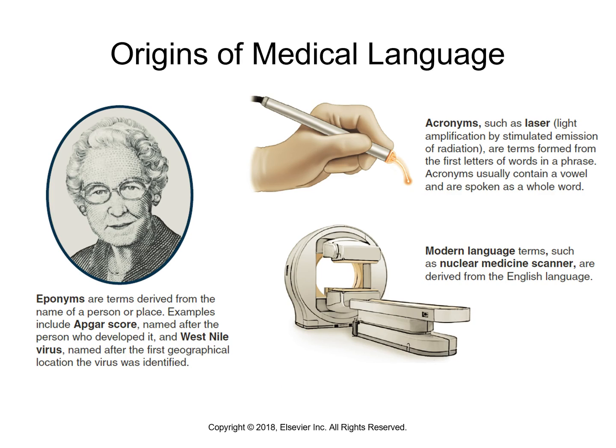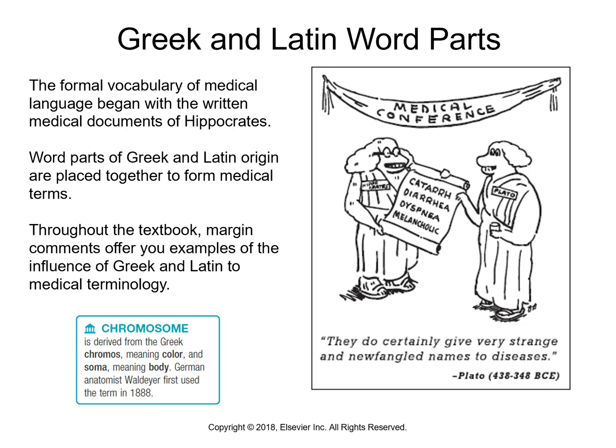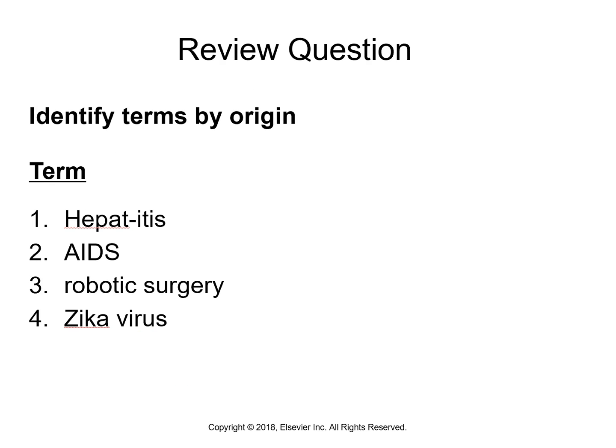Okay, and then the other category of word parts are Greek and Latin word parts. These are words that we can actually break down and analyze to directly translate and identify their meanings. So we will get into that. But first, let's review. Identify these words by origin.